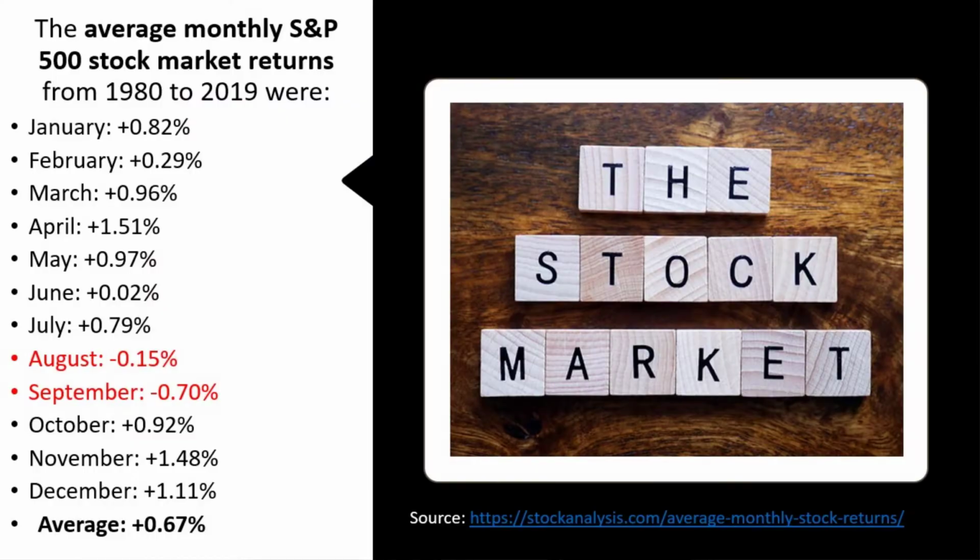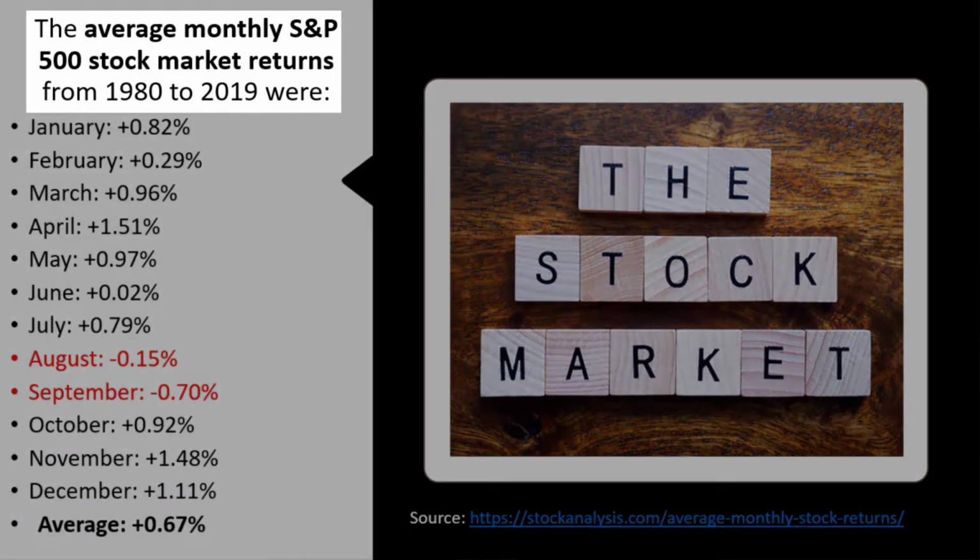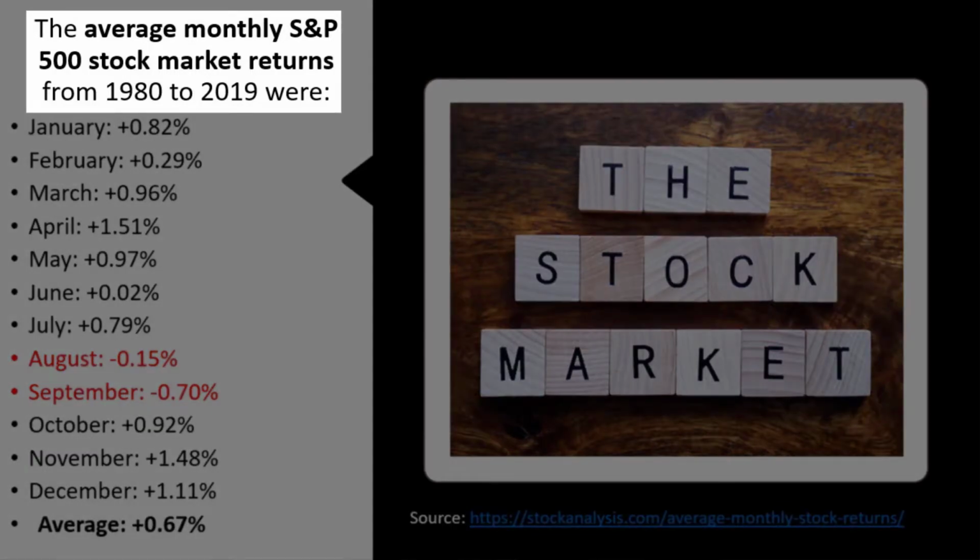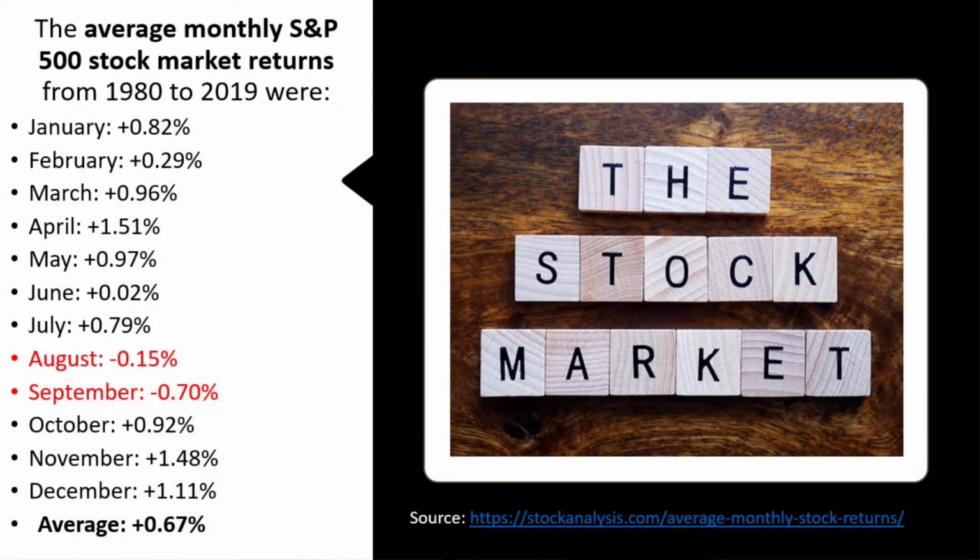In particular, we're going to focus on a few of the key months that are really well known. So if we look at one statistical analysis from stockanalysis.com, there are other ones out there, but they looked at the S&P 500 stock market, the 500 largest USA stocks, from 1980 to 2019. So you've got about 40 years, or about 39 years.